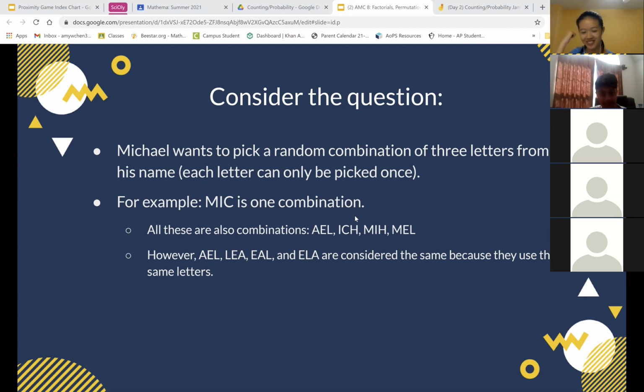If we looked at this from a permutational perspective, then AEL, LEA, EAL, and ELA would all be considered different permutations, because they have different arrangements of letters. That's because order matters. However, in combinations, AEL, LEA, EAL, and ELA are considered the same combination because they're composed of the same 3 letters, and in combinations, order doesn't matter.